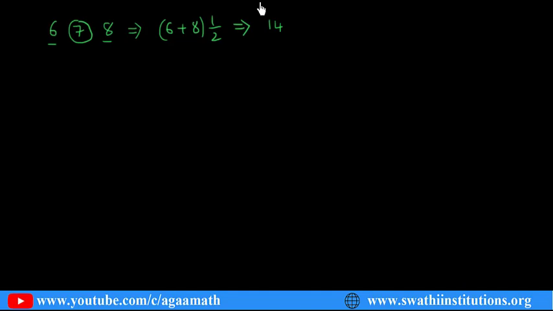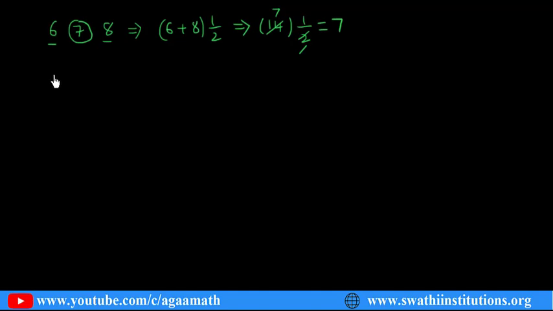6 plus 8 is 14, of 1 by 2. So 2 ones are 2, 2 sevens are 14, so if you simplify, you are getting 7. Means whenever we want to find a number between two numbers, we are adding them and multiplying with 1 by 2.